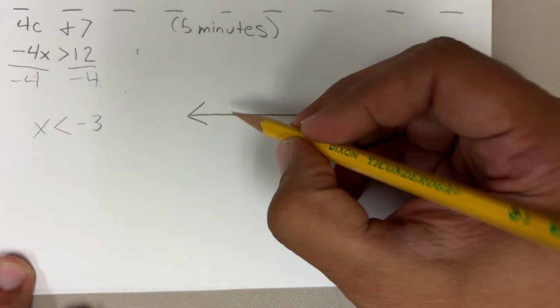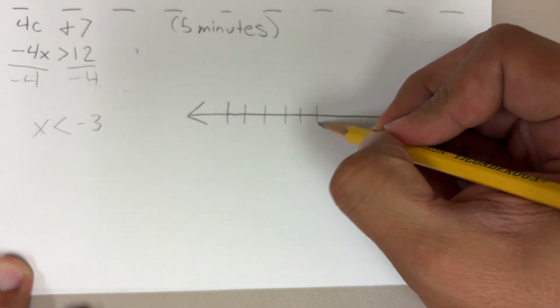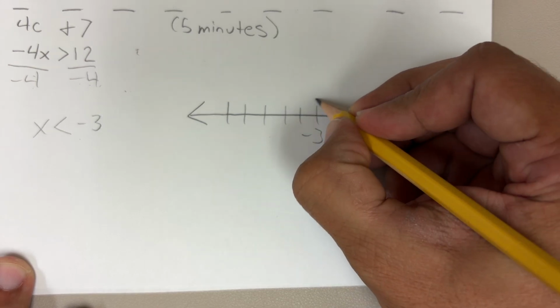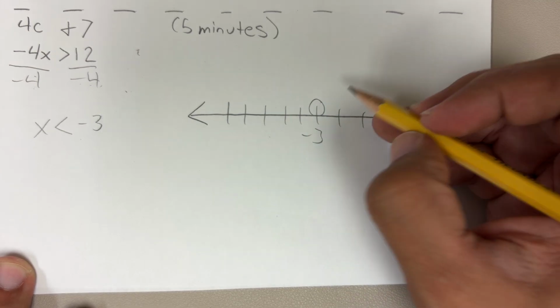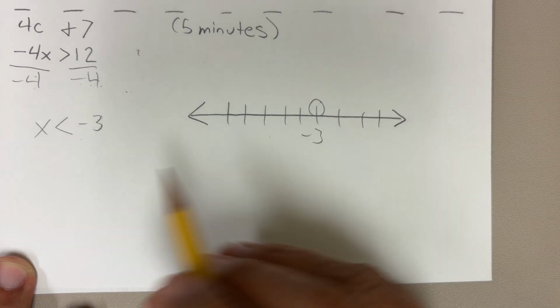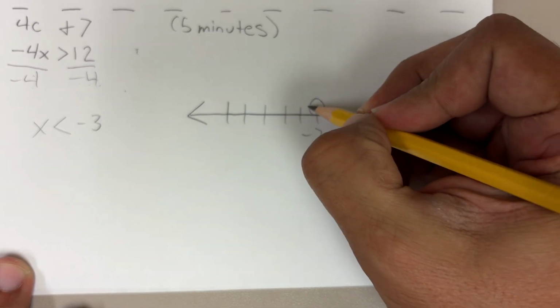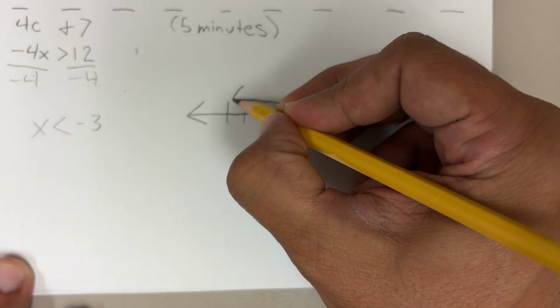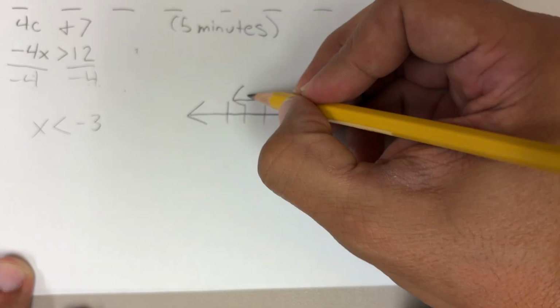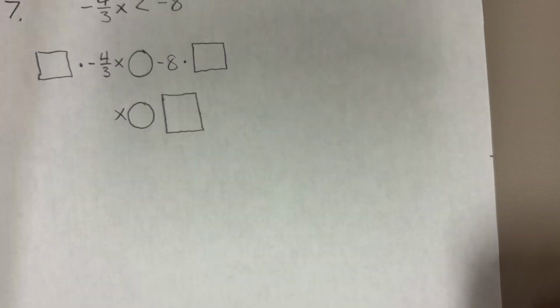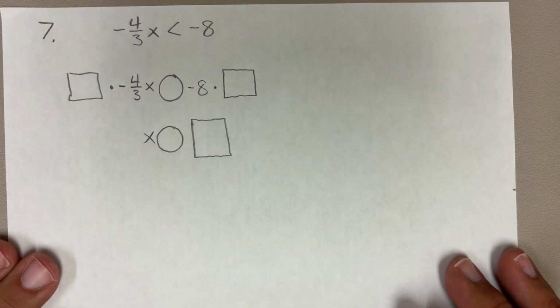Negative 3. So again, you go to the number line. You find out where negative 3 is. Look, there it is. And this time it's going to be an open circle. And x is not being eaten, so it is less. Is it always going to be x? No. It's going to be different letters. All right. Let me use another example with x.